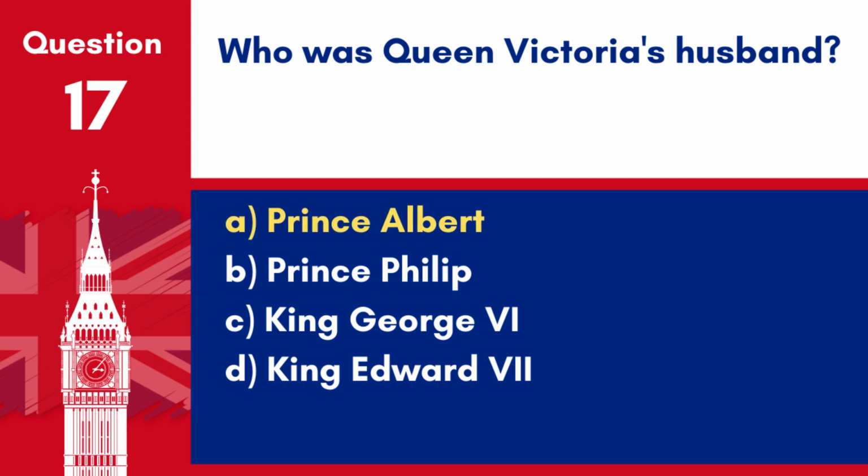Answer: A. Prince Albert. Queen Victoria's husband was Prince Albert of Saxe-Coburg and Gotha. He was known for his advocacy of public and educational reforms.